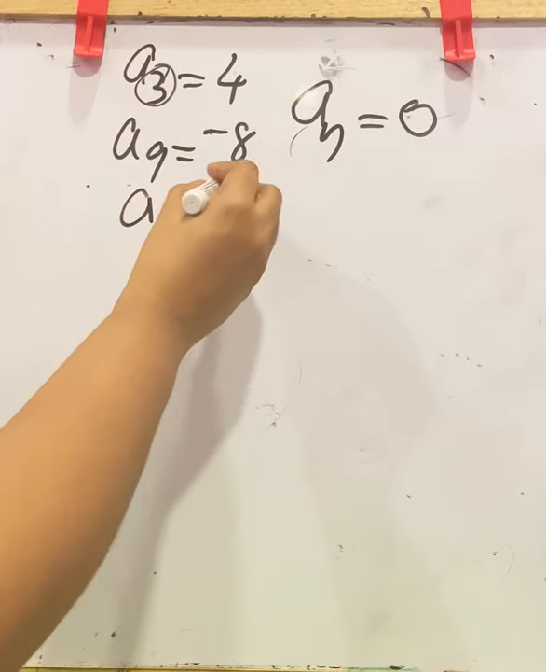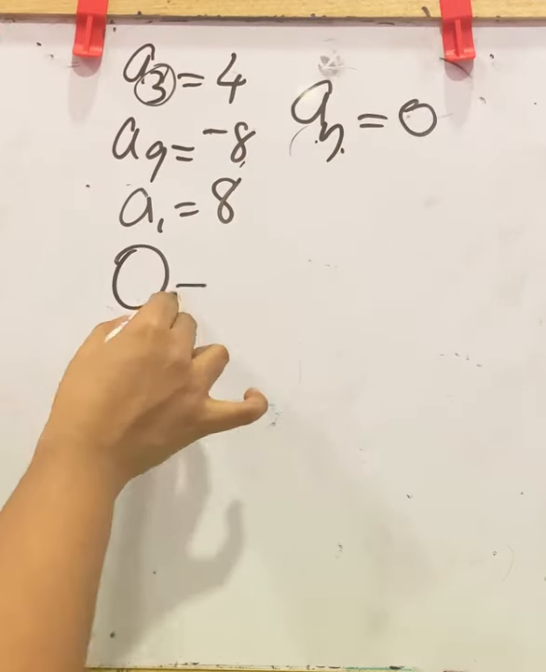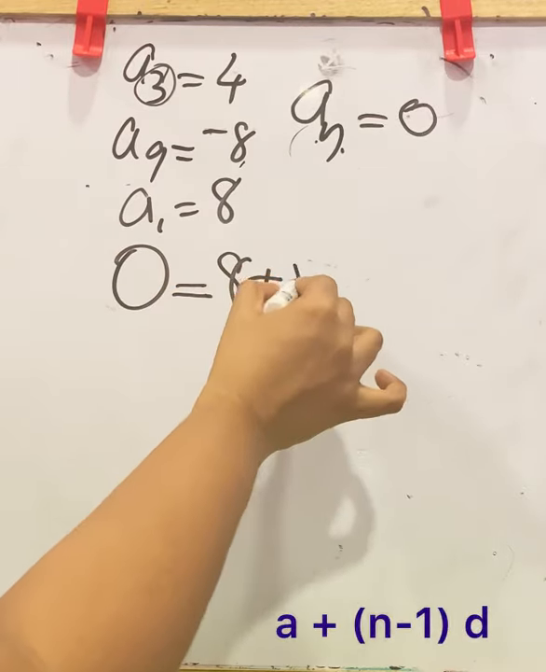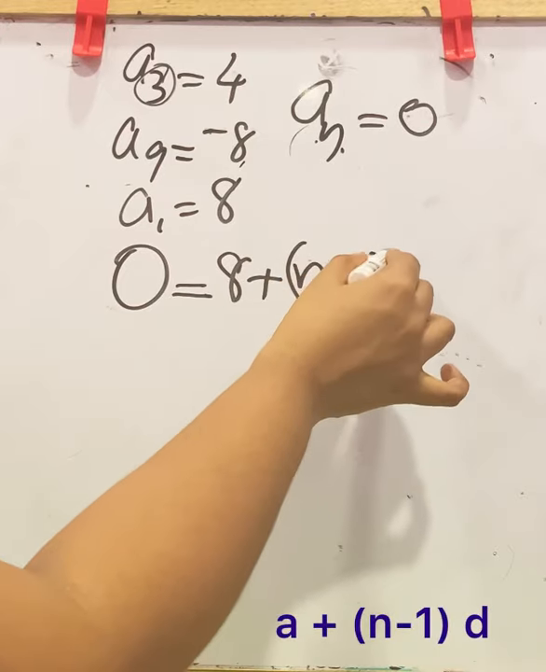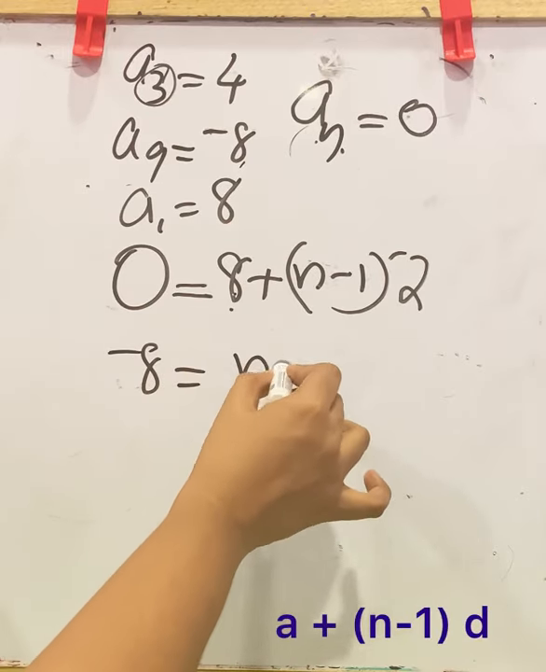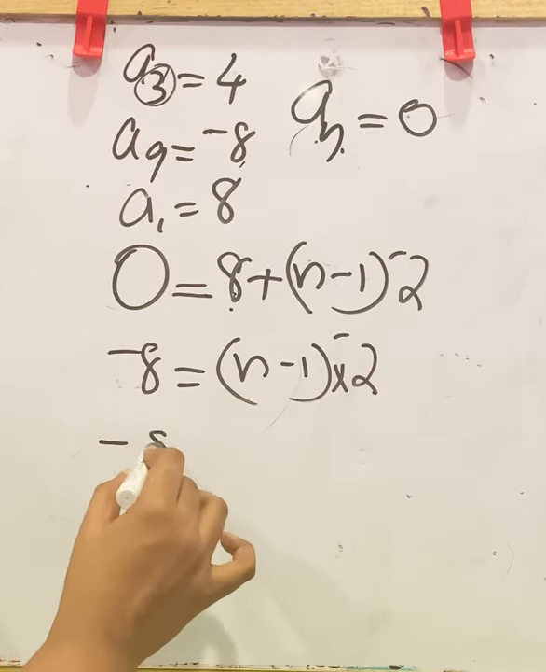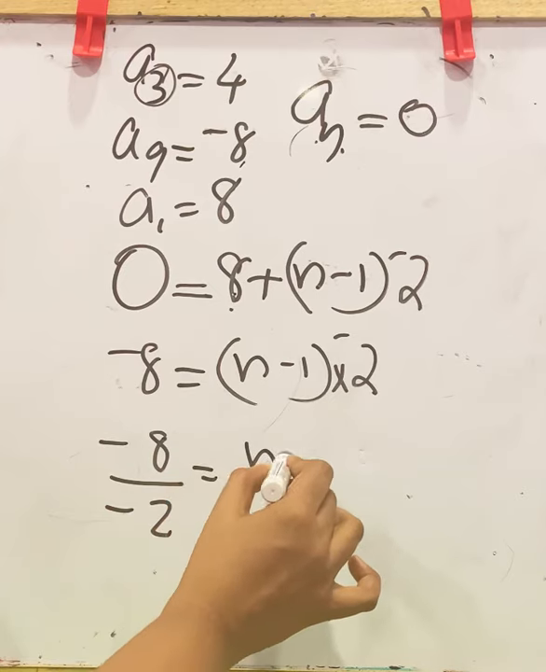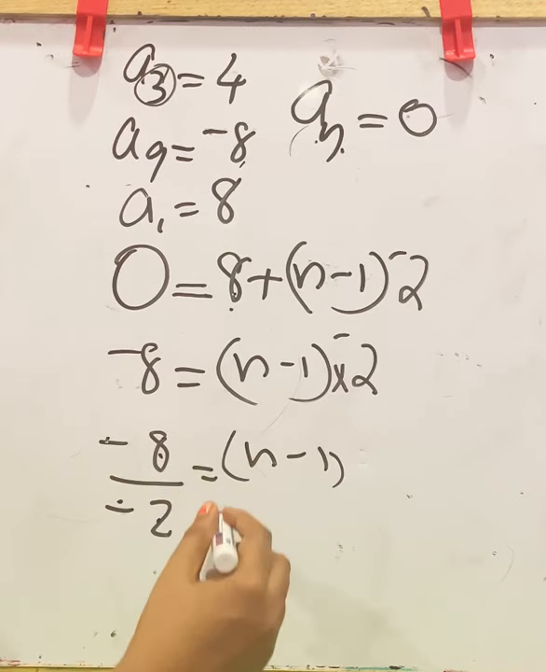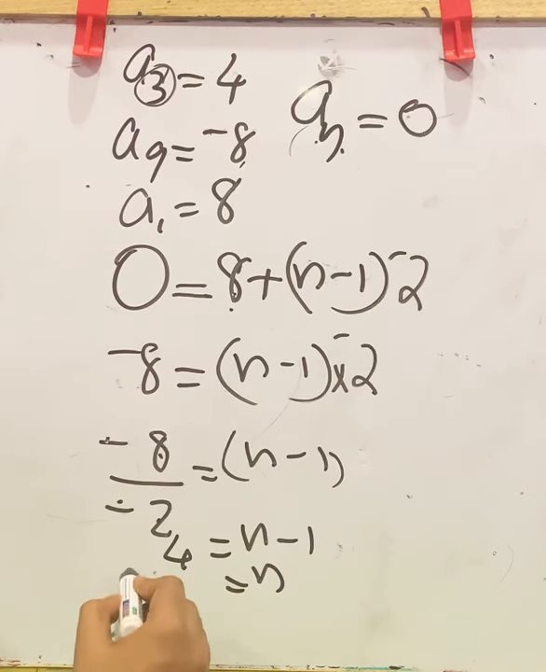Here A1 equal to 8. From this, we have to find which term will result in 0. We will write 0 equal to A, here 8, plus N, we don't know, keep N here, N minus 1 into D, we have negative 2. Here positive 8 taking to the side becomes negative 8 equal to N minus 1 into negative 2. Here into negative 2 we can take to the side, it becomes negative 8 by negative 2 equal to N minus 1. Negative by negative becomes positive. 8 divided by 2 is 4. So 4 equal to N minus 1. N equal to, negative 1 taking to the side, 4 plus 1.